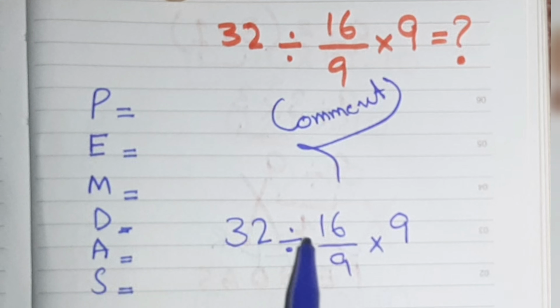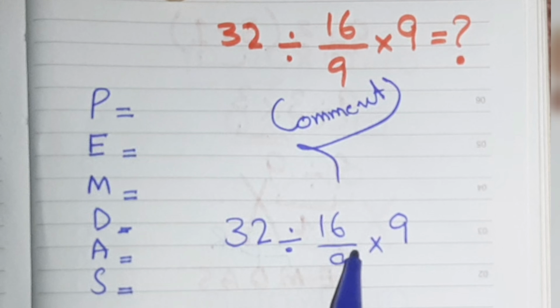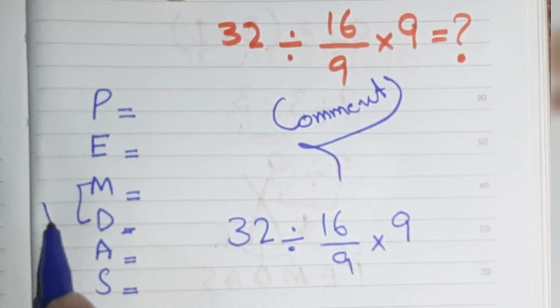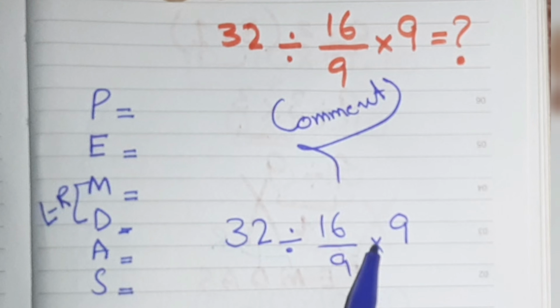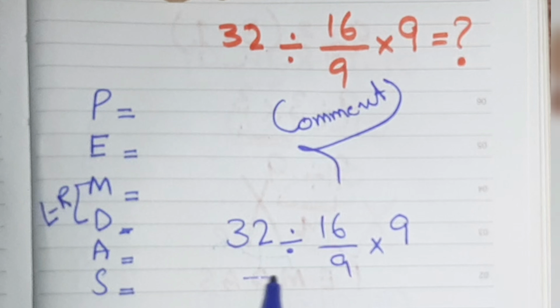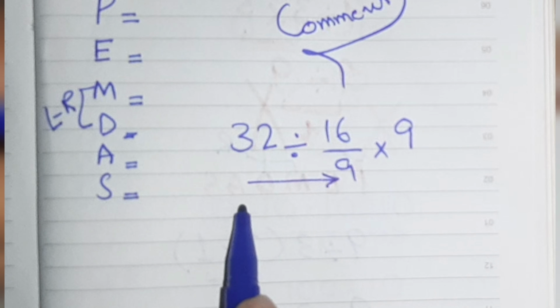All right. According to the order of operations, multiplication and division have equal priority, and we have to work from left to right. So here, first we have to do this division, then this multiplication. If we do this multiplication before this division, it is wrong. So first we have to do this division.